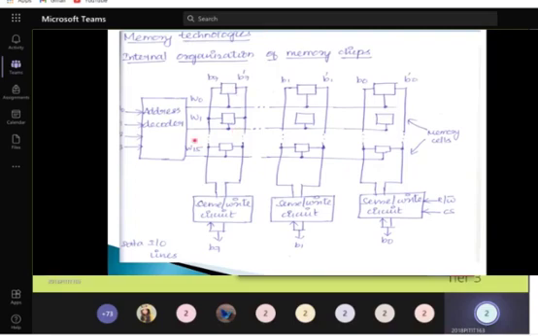So again, I am repeating. Here in the memory chip, each memory cell will be storing one bit of information, and it is connected to the line called the word line, and this word line is connected to the address decoder. Column wise, these cells are connected to the sense or write circuit, and this will be connected to the data input output lines.